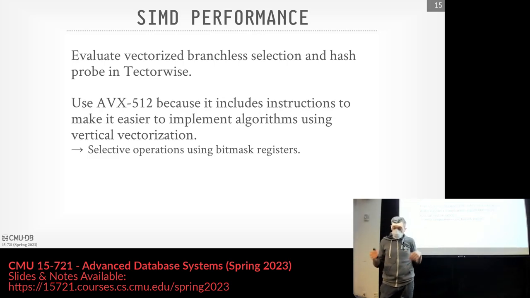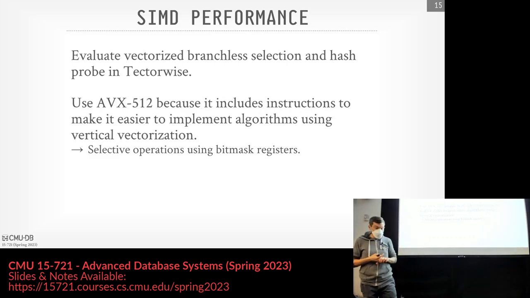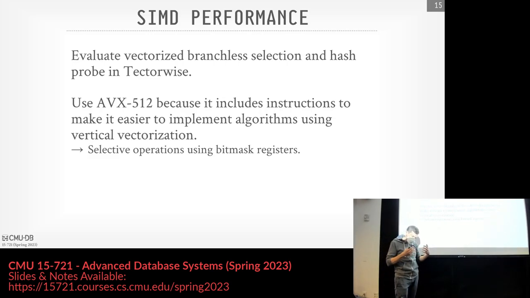Now within a single test bed, we can understand how much SIMD is actually going to make things better for us. So for this one, we're going to use the vectorized branch search selection that we talked about before, and hash probe in VectorWise. And we're going to try to use AVX512 as much as possible, because as we said previously, in that new iteration of SIMD from Intel, they had new features that allow us to pass bit masks into our SIMD instructions to do selective evaluation of tuples.